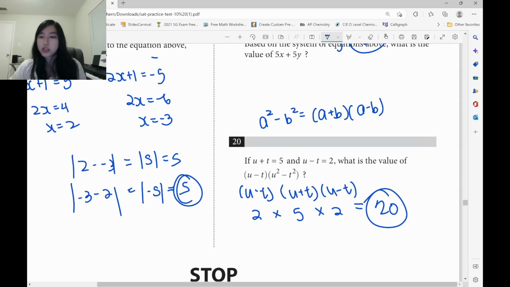So that's the first section done. And that's how I finished the first portion of the Math SAT.